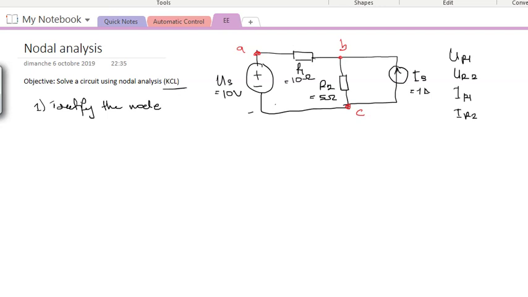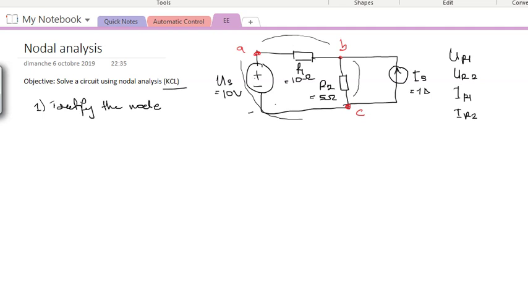By looking at the nodes, we have voltages between the nodes. Between A and B, we have UAB, which is basically UR1. We also have UBC, the voltage between B and C, which is UR2. And we have the voltage between A and C, UAC, which is basically US. So we can identify there are three voltages when we have three nodes.